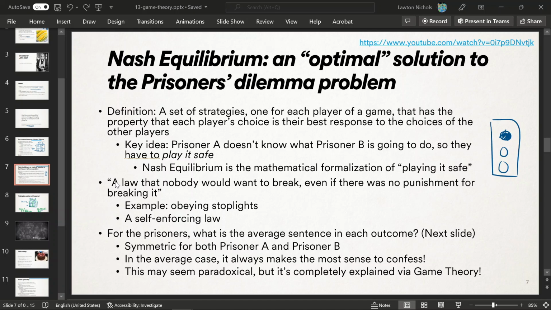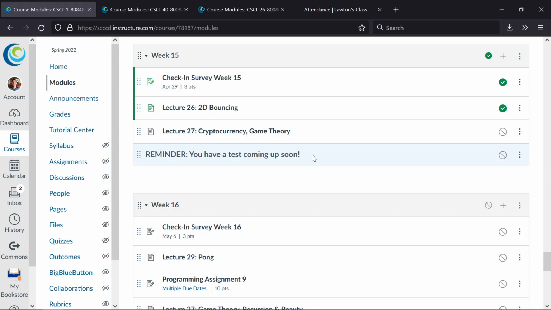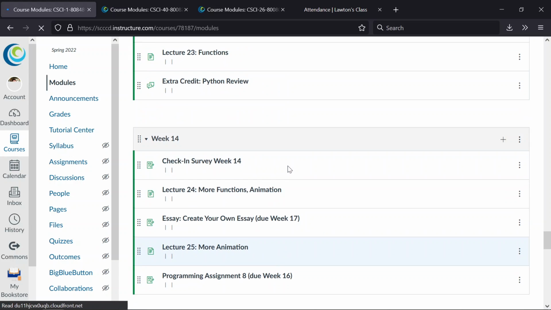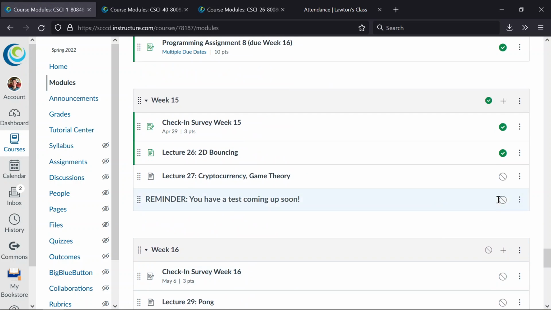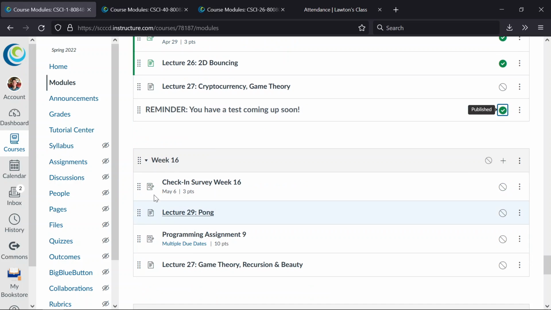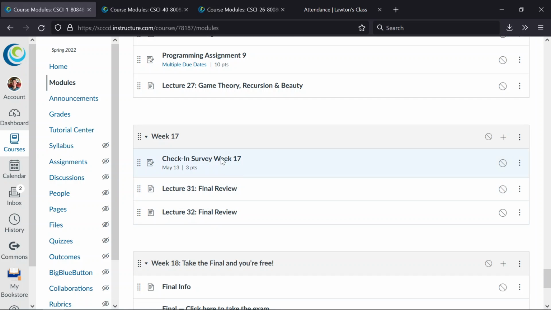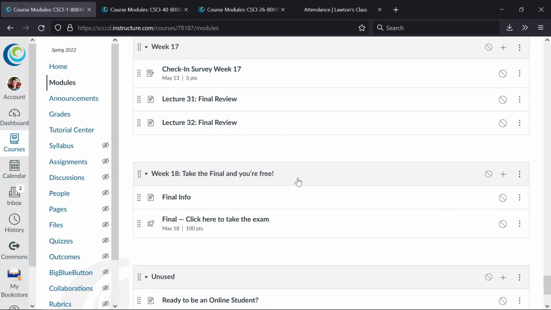And I remembered to not forget that you have a test coming up. So am I still logged in? First of all, let's make sure of that. Otherwise, I can't click the button and have it work. There we go. Okay, cool. So you have a test coming up soon. We are in week 15. Week 16 is more lectures. Week 17 is, I'm just going to review for the final. And then week 18 is the finals week. Okay? So I'm not going to release the final because I haven't made it yet.